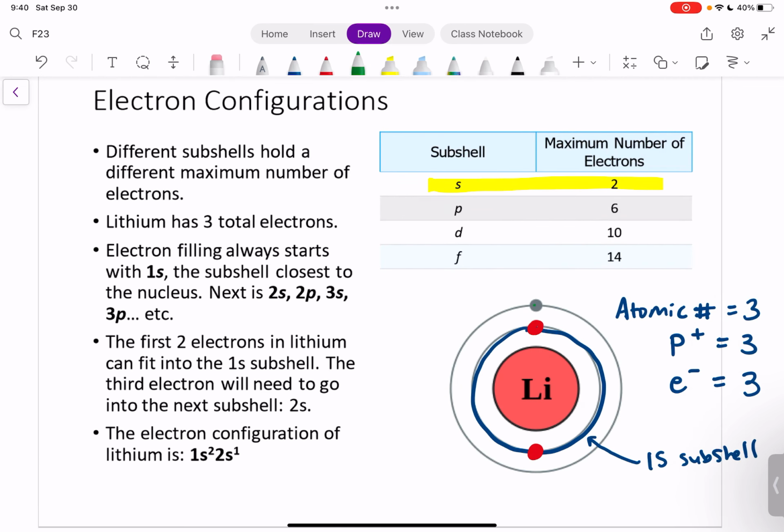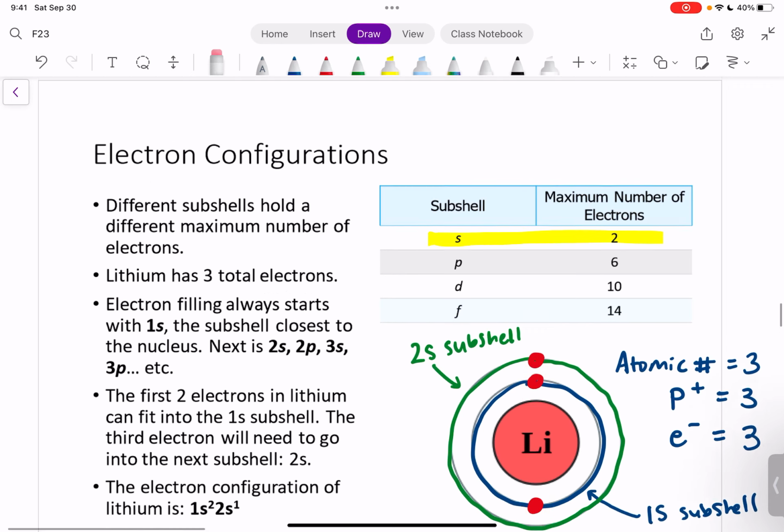So looking at our second shell here, our second energy level, now we're in energy level 2. What are we going to call this subshell? Yeah, it's going to be our 2s subshell. And in our 2s subshell, if lithium only has 3 total electrons to give, we only have 1 more electron that we can populate in that subshell, because we've already used the other 2 here and here.